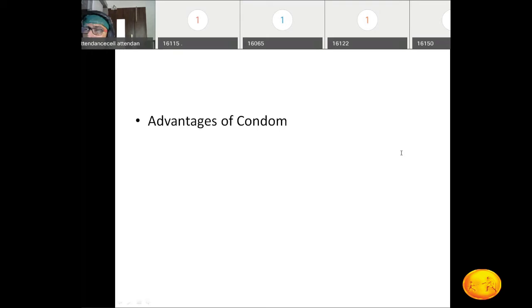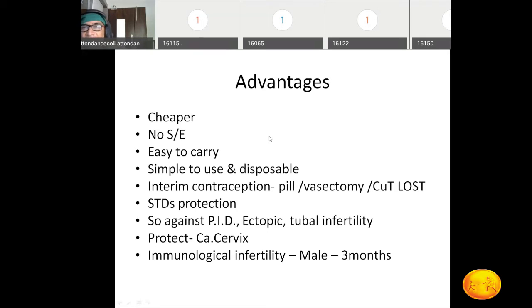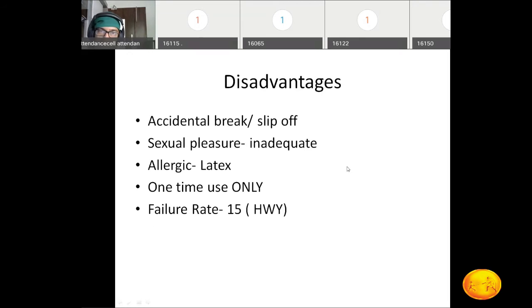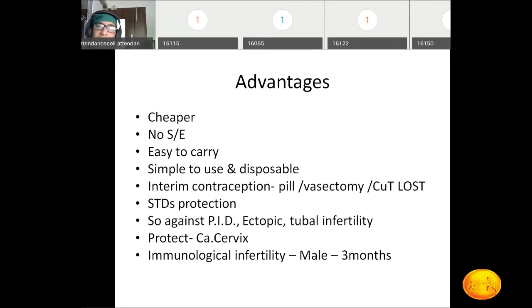So another name for that is interim contraception. See, there are the advantages: cheaper, no side effects, easy to carry, simple to use, and disposable. Interim contraception, that's what I mean. Like while taking OC pills, after vasectomy, or after the copper T thread has gone missing, it can be used.